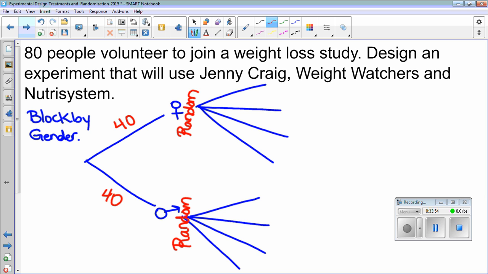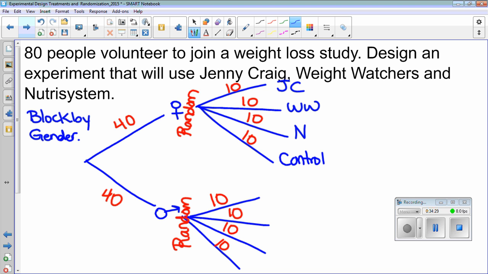We have to kind of explain, well, how many people go in each treatment group here? 10. Good. So we know that much. So we know we're going to put 10 in each of these treatment groups. But we still have to explain, first of all, what the treatment groups are and how we got them there. So what are the treatment groups in each? We have Jenny Craig, Weight Watchers, Nutrisystem, and the control group, right? Control group or the placebo group.